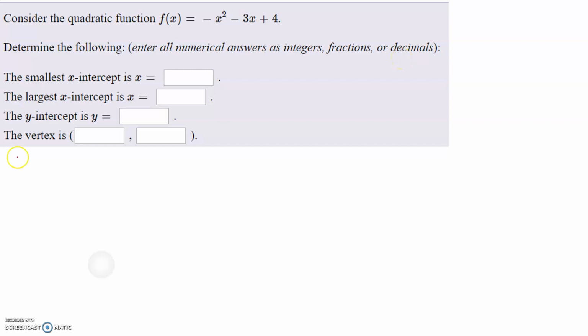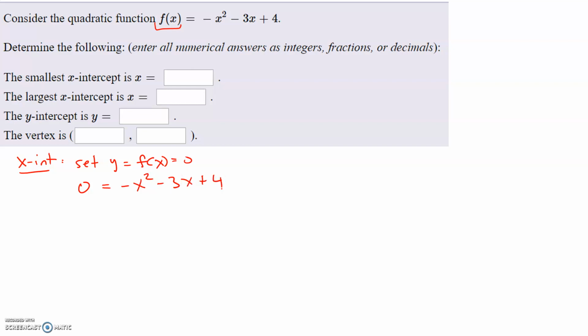Now, quick recap. In order to find the x-intercept, we need to set the y value, which is the same thing as the f of x value, equal to 0. And then once we do that, we need to solve for x because we're looking for the x-intercept. So in this function, I'm going to set the entire left-hand side, or the f of x, equal to 0. So we're going to get 0 equals negative x squared minus 3x plus 4.